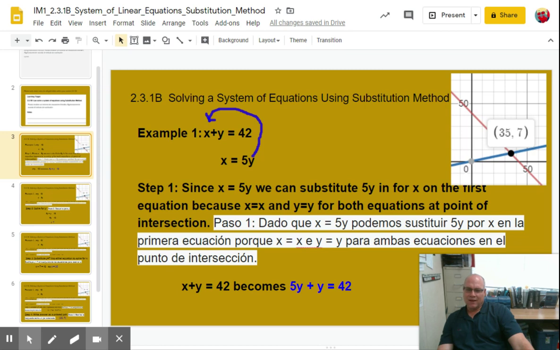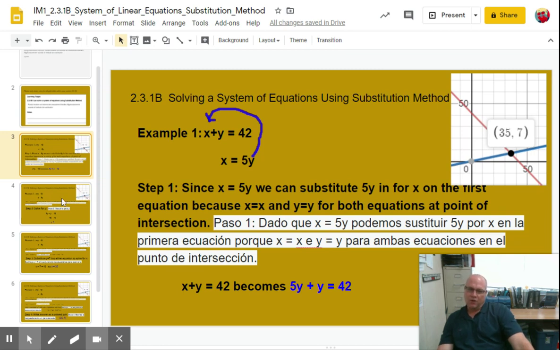Now, I'm starting off with baby steps here in example one. Sometimes we have to rewrite one of these equations to have x equals, or as we'll see in a later example, we could do the same thing if we have y equals something, and substitute into the other equation.